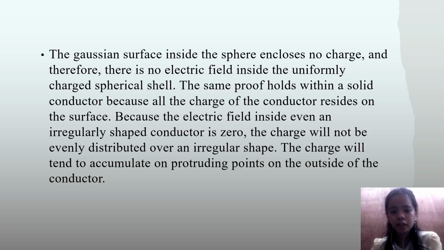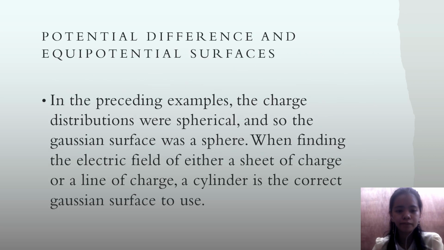The Gaussian surface inside the sphere encloses no charge, and therefore there is no electric field inside the uniformly charged spherical shell. The same holds within a solid conductor, because all of the charge of the conductor resides on the surface. Because the electric field inside even an irregularly shaped conductor is zero, the charge will not be evenly distributed over an irregular shape. The charge will tend to accumulate on protruding points on the outside of the conductor.